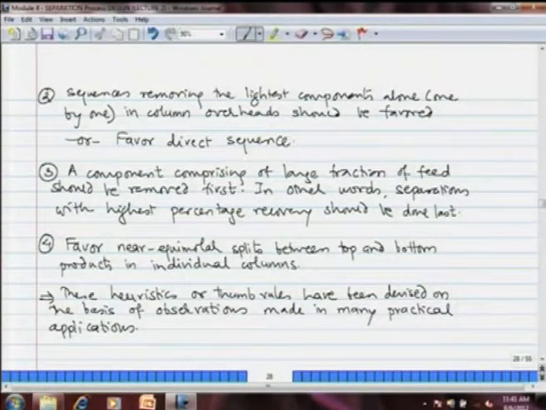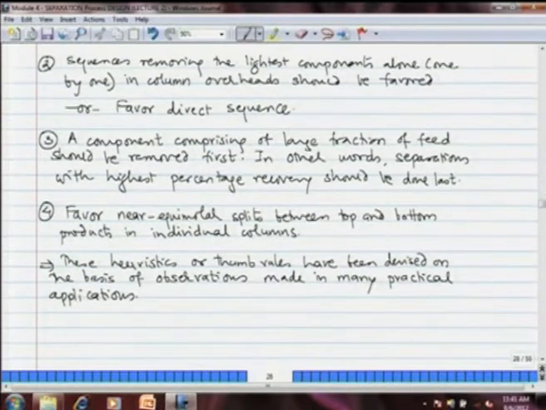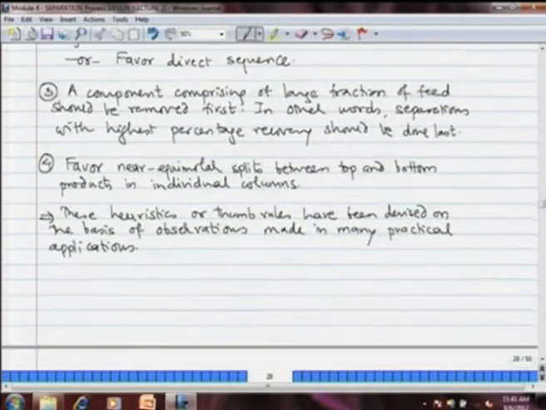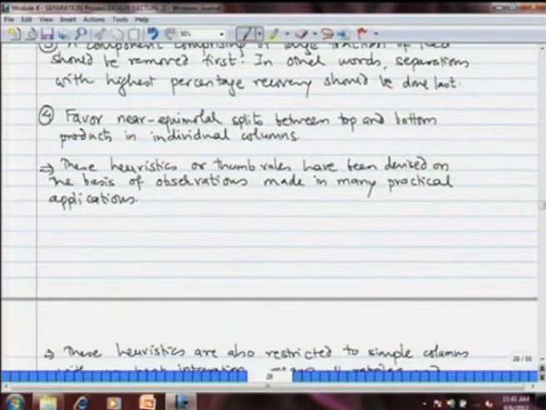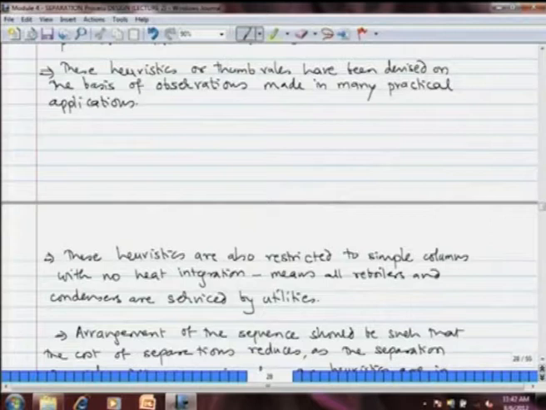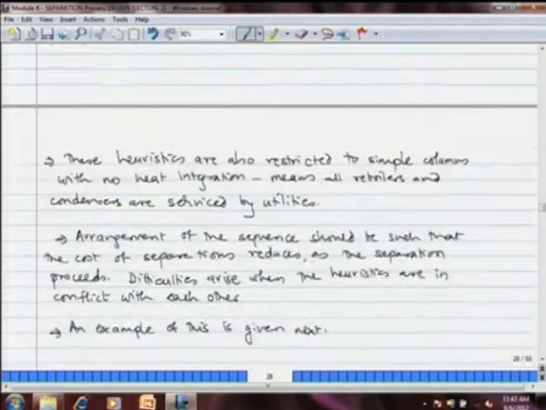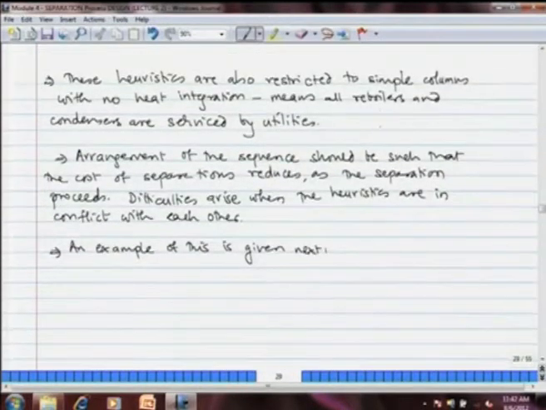Now, these heuristics have been devised on the basis of practical observations, operation data, and log books that have been maintained for a long time. So, these are merely practical thumb rules. These are not devised on any theoretical considerations. Secondly, these heuristics are restricted to simple columns with no heat integration, meaning all the reboilers and condensers are serviced by utilities, as I just said.